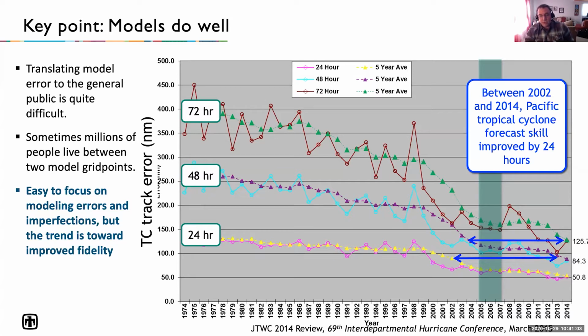Each group of forecasts has two lines. One is the actual average track error for each year, and one is the five-year running average. And the part that's shaded in green is the time that I spent on shore duty at this weather forecasting center. So there's a local minimum there, but it's no big deal.